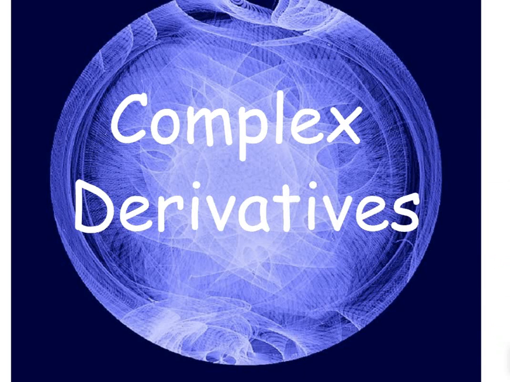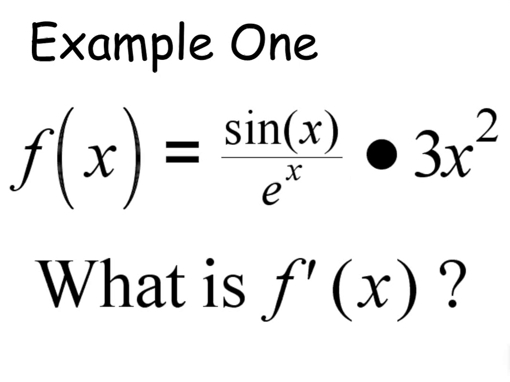Today we're going to be looking at complex derivatives, and instead of explaining exactly what complex derivative means, let's go ahead and look at the first example. So we have f of x equals sine of x over e to the x times 3x squared. What is f prime of x? In other words, what is the derivative?